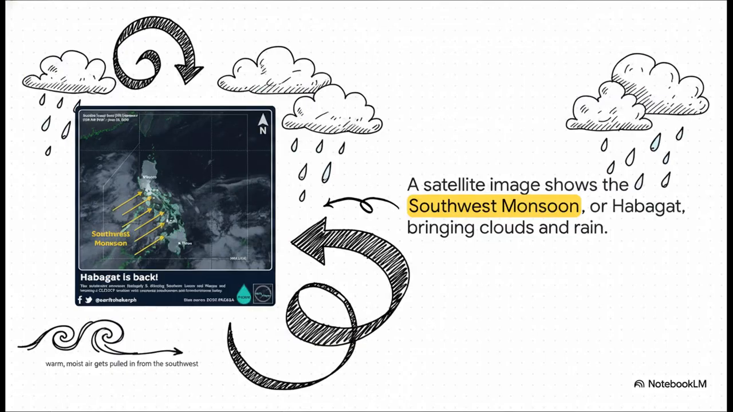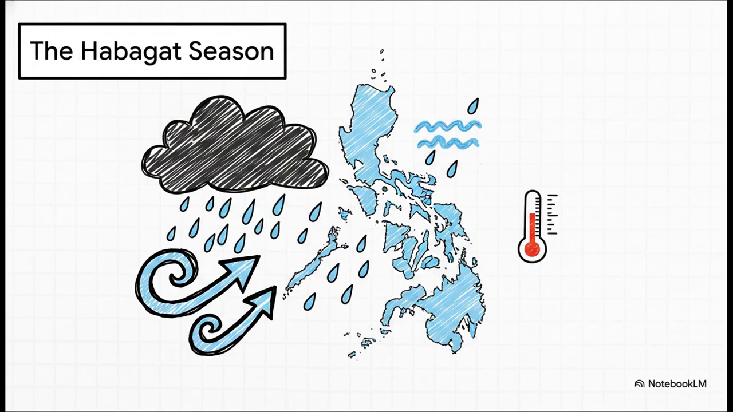Here you can see the Habagat, the southwest monsoon, in full swing. It's just this massive flow of warm, moist air getting pulled in from the southwest, blanketing a huge part of the country in clouds and kicking off the wet season. The Habagat season is defined by that classic tropical monsoon weather. You know the feeling. It's hot, it's humid, and it is very, very wet, especially for folks on the western side of the islands.